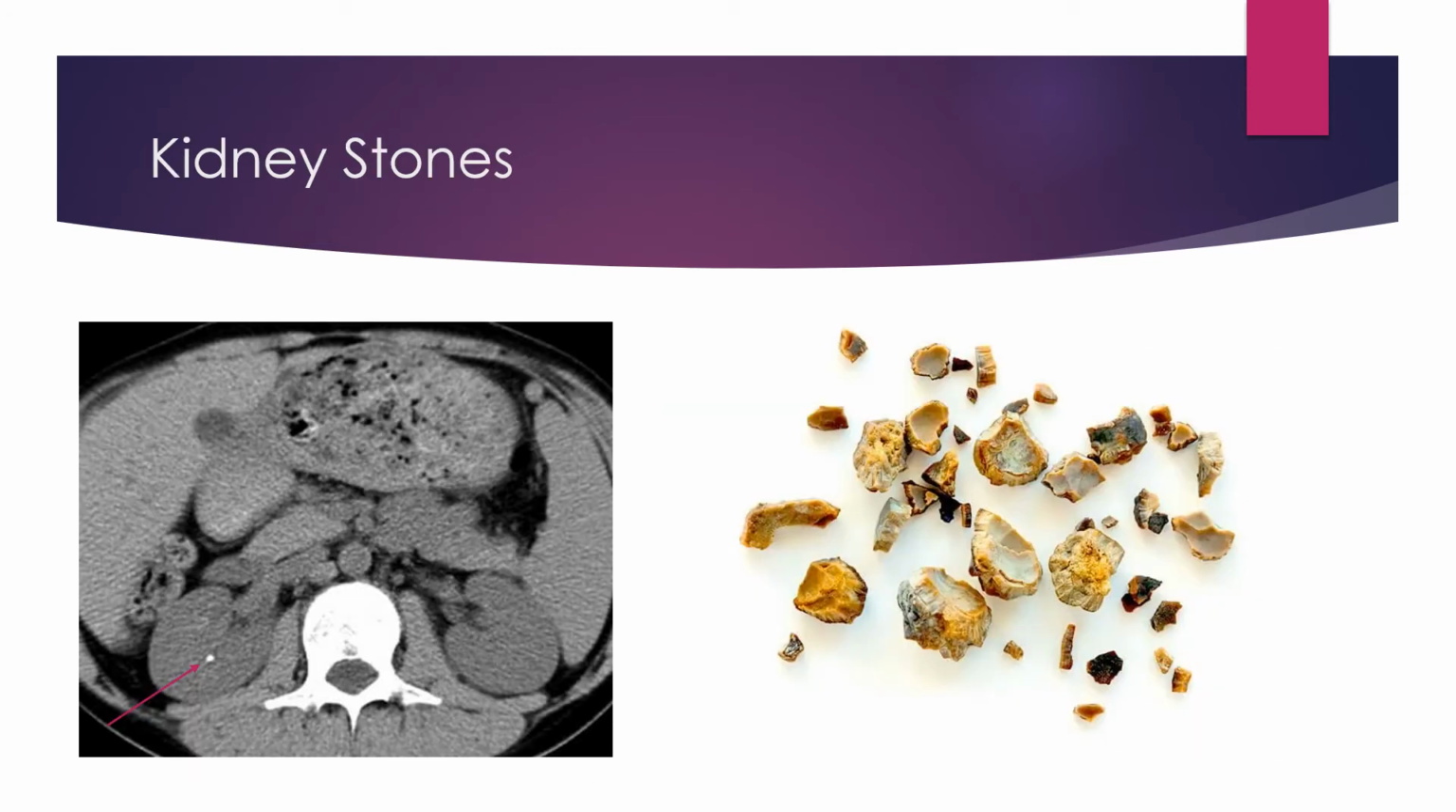In this image, we can clearly identify both the left and right kidneys, and we can see that the pink arrow is pointing out a single kidney stone. And the picture on the right, again, is an example of the different types of kidney stones that have been removed. So again, they vary in size and color as well.